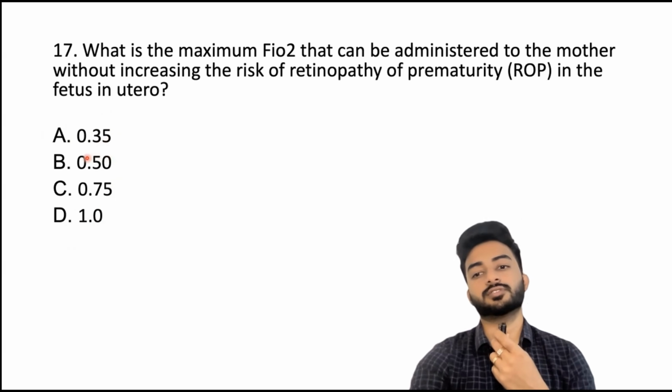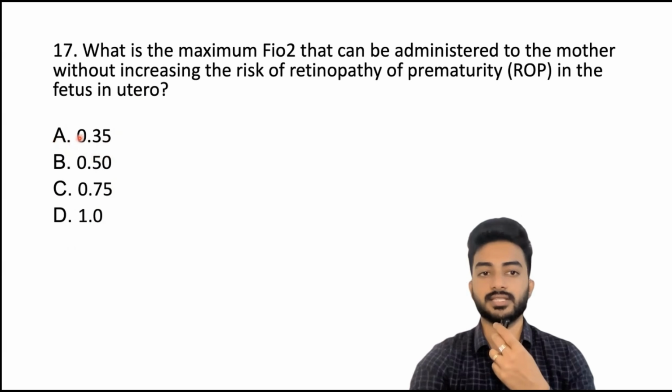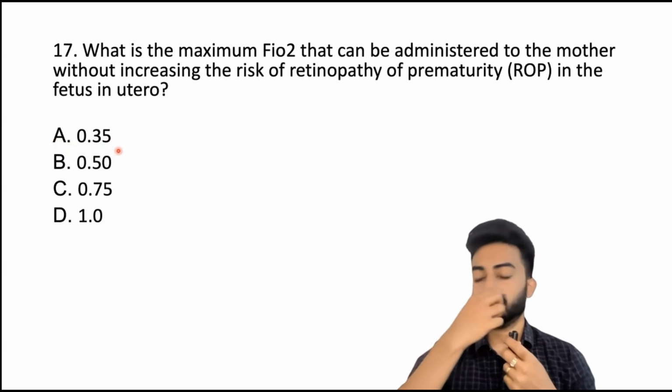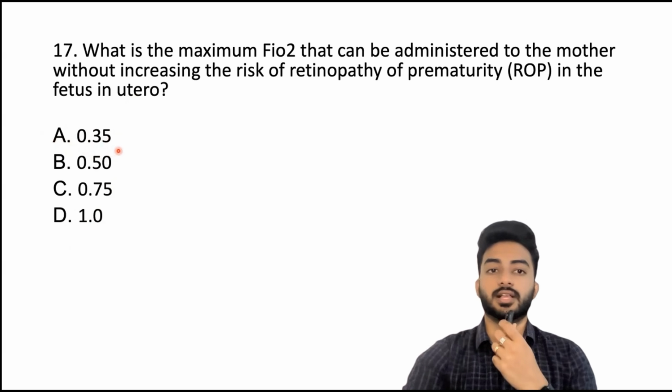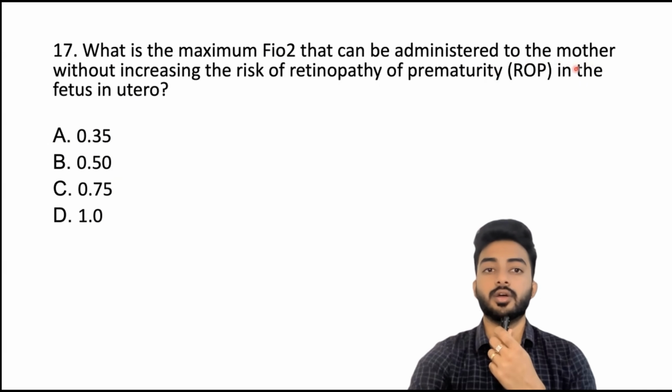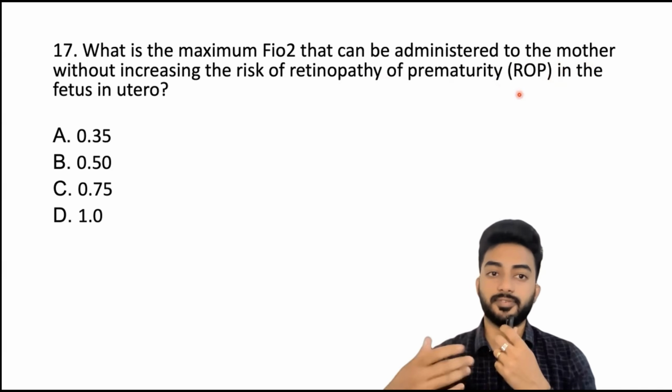Mostly the students will commit the mistake of marking option A, since it is the least FiO2 given in the options. So that should be the maximum FiO2 given, because we all know that an increase in FiO2 causes retinopathy of prematurity. So where is the trap given in this question? What is the maximum FiO2 that can be administered to the mother when the fetus is in utero? So administering maximum FiO2 to the mother is not a risk factor for retinopathy of prematurity in the fetus.